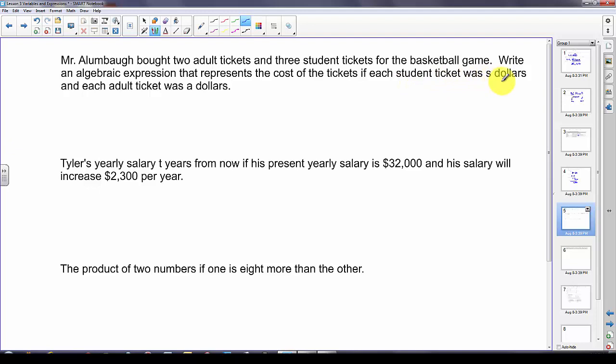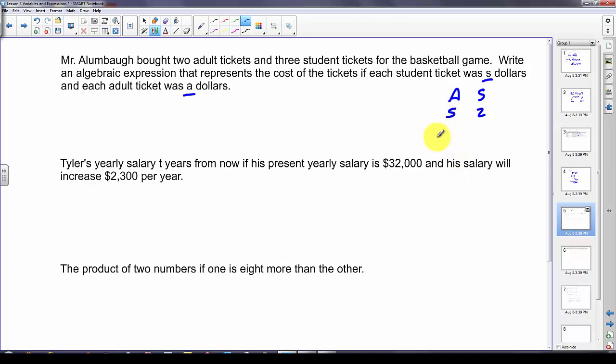If the student tickets are worth S dollars and the adult tickets are worth A dollars. So in this case, what we want to do is think about a real world application of this, even though there are no numbers in here. Let's say the adult tickets were $5 a pop, and the student tickets were $2 a pop, and I wanted to know how much money I made.